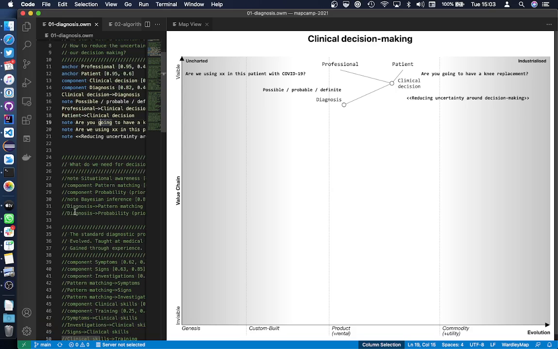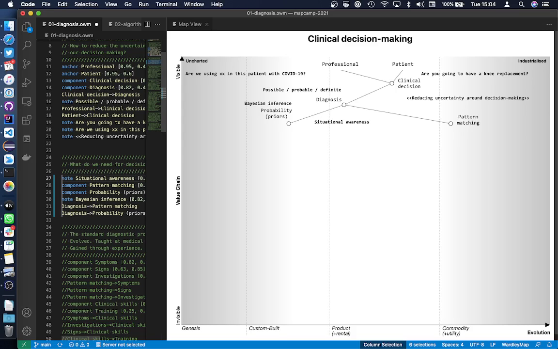So what do we need for clinical decision making? So I'll just release these. So we need situational awareness, and here we need to understand the prior probabilities. So that uses Bayesian inference. So if somebody's got a fever when we're in Africa, it's likely to be a different diagnosis if you have a fever and you're in the United Kingdom. So your prior probabilities are really important.